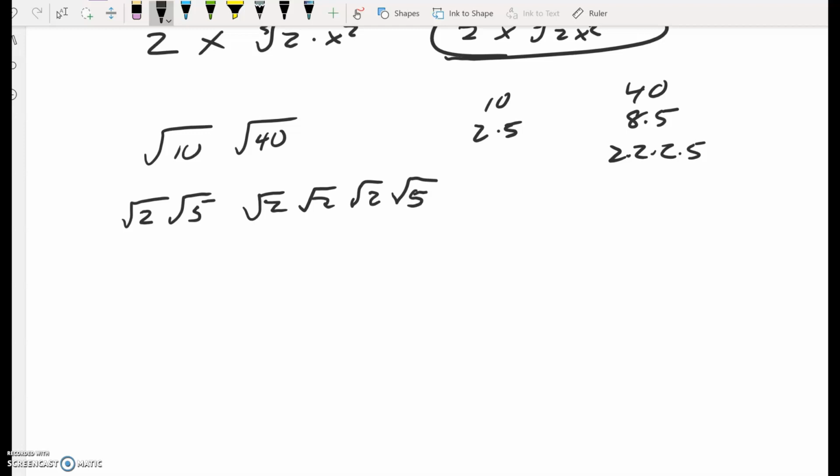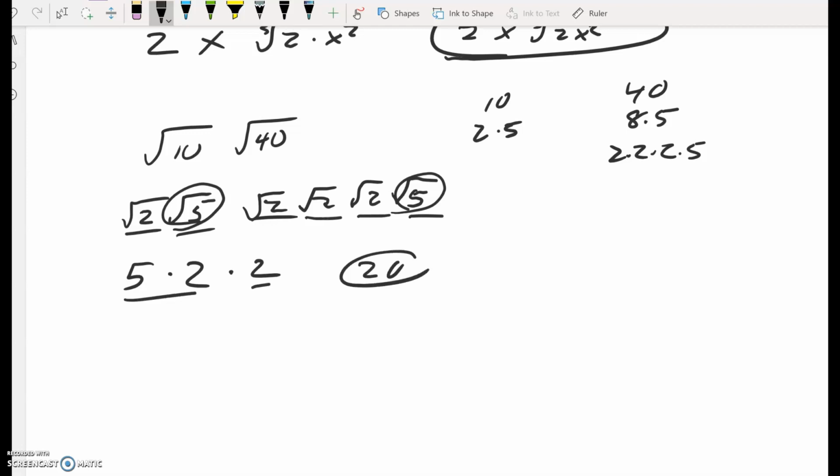And now let's try to find pairs. 1, 2. Those make a regular 5. These 2 make a regular 2. These 2 make a regular 2. 10 times 2 is 20.